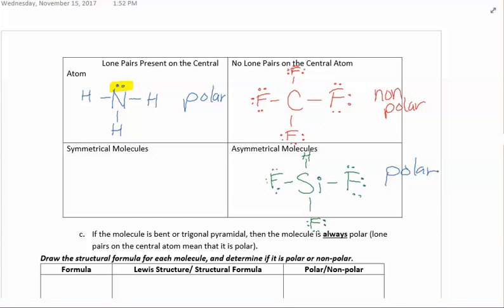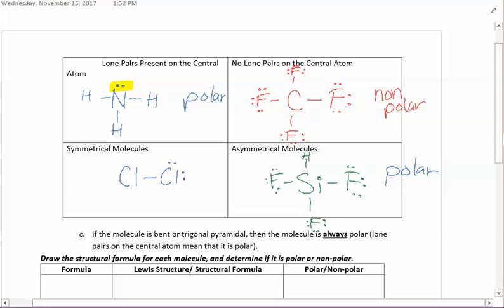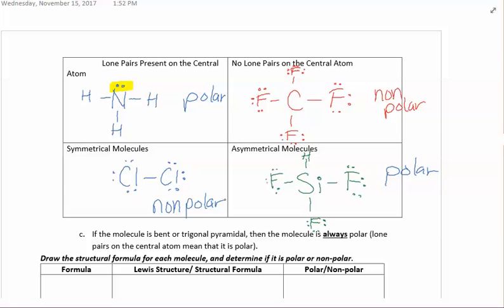Another example of a symmetrical molecule, let's say we had a chlorine bonded with a chlorine. This is also another example of a symmetrical molecule resulting in a nonpolar bond. Okay. So right here is listing the specific shapes, which we're going to talk about later, which result in things that are either polar or nonpolar, and we'll come back to that.